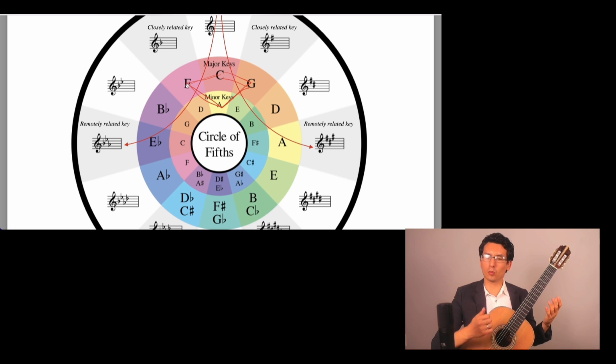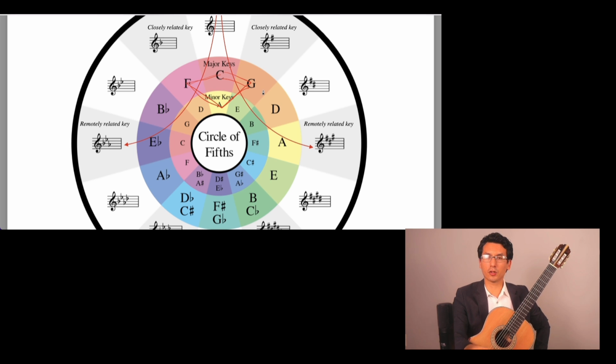Okay, so one way to do this is you could count. You could say, okay, I'm in the key of C, so I'm going to go to 5, C, D, E, F, G, and then I'm going to go to 6, which will be A, and I'm going to go down to 4, C, D, E, F. But sometimes that can be a bit tedious.